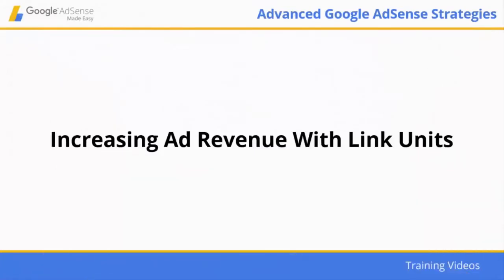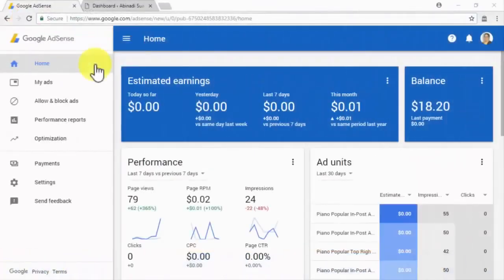Increasing ad revenue with link units. So, what are link units all about? Well, link units are text ad units that target topics that are relevant to the page's content as well as the visitor's interests. Because these types of ad units directly target keywords that have been used by the visitor on the page, they're very likely to increase earnings per click over time.